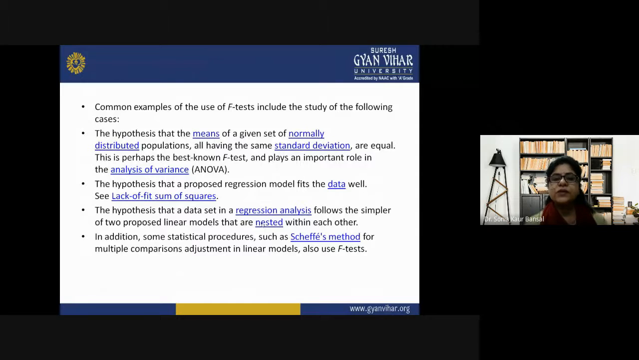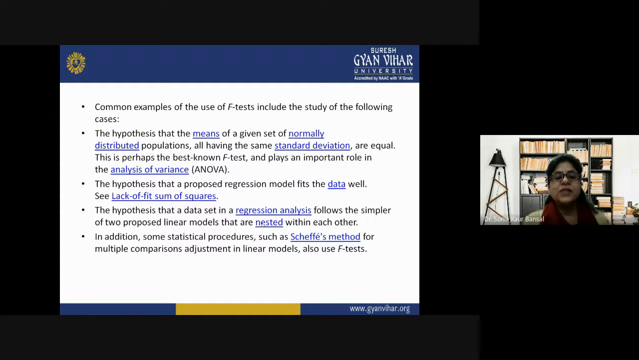So the hypothesis that the means of a given set of normally distributed populations, all having the same standard deviation, are equal. This is perhaps the best known F-test and plays an important role in the analysis of variance, which is called ANOVA. Okay, so analysis of variance is also called ANOVA.